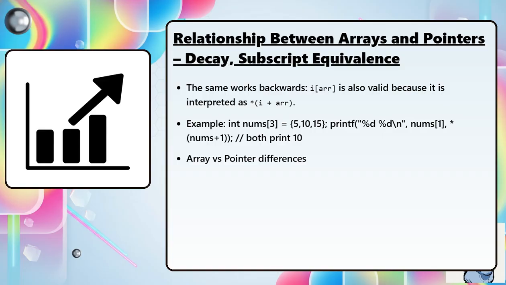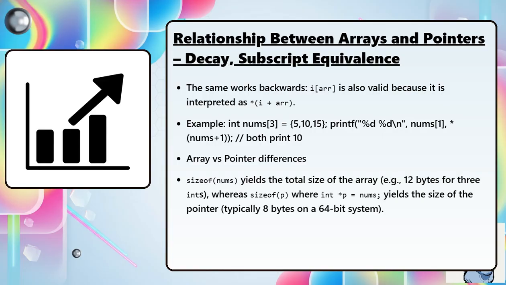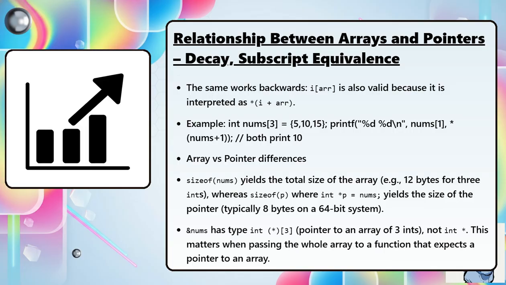Array versus pointer differences. sizeof nums yields the total size of the array, for example 12 bytes for 3 ints, whereas sizeof p, where int *p = nums, yields the size of the pointer, typically 8 bytes on a 64-bit system. &nums has type int (*)[3], pointer to array of 3 ints, not int *. This matters when passing the whole array to a function that expects a pointer to an array.